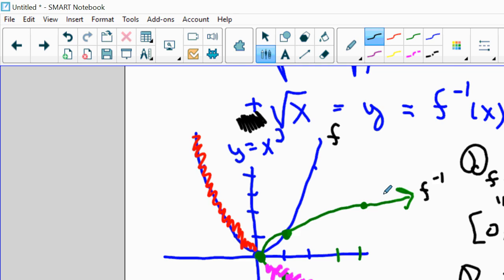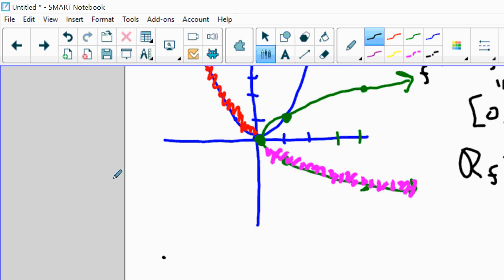But note, since the domain of f restricted is the x's, it equals the range of f inverse. And the range of f, restricted or not, was 0 to infinity. That the y's are now the x's. So the domain of the function is the range of the inverse and vice versa.